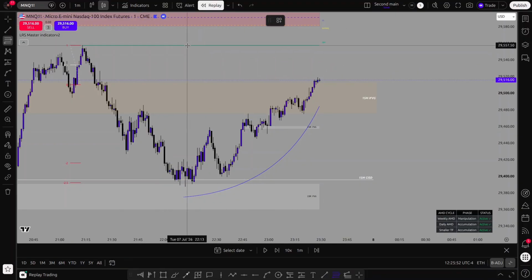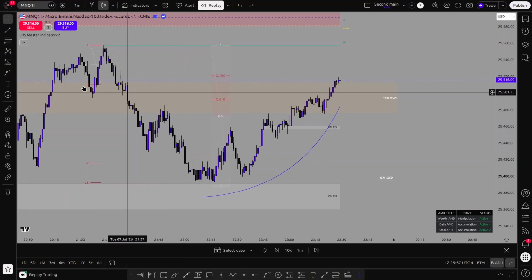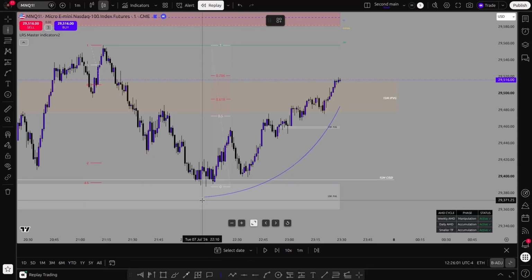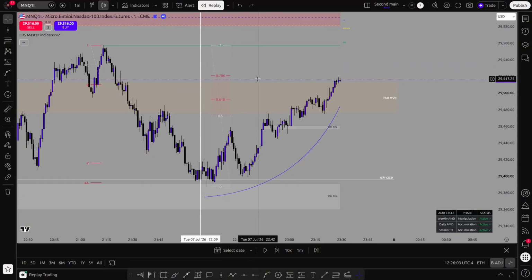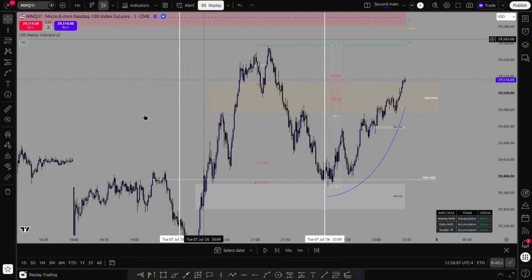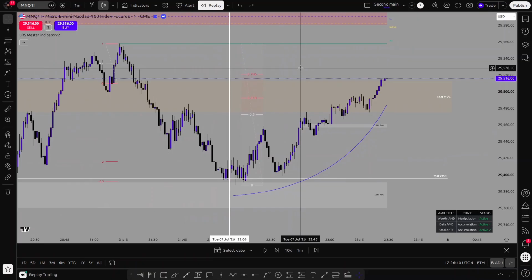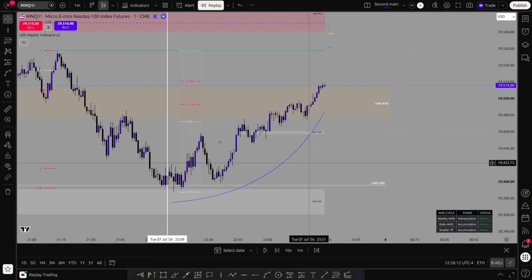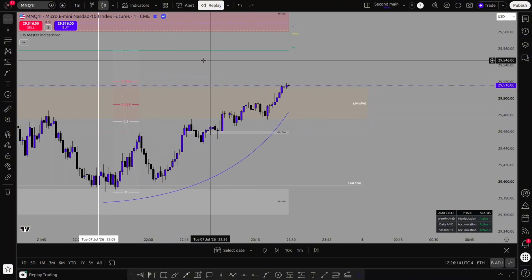I want to measure the equilibrium of this current range. Because once again, we already missed this setup, so anything to the left of this no longer matters to me. The current developing wave that I'm trying to measure is this one right here, aligned with the kilos to my left. But in terms of market structure, this is the wave that I'm currently reading.